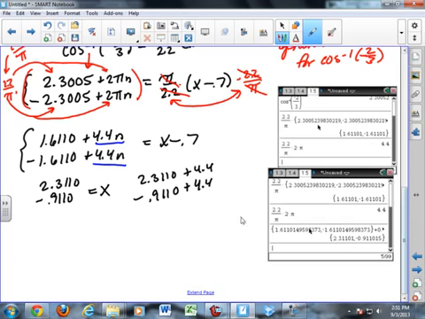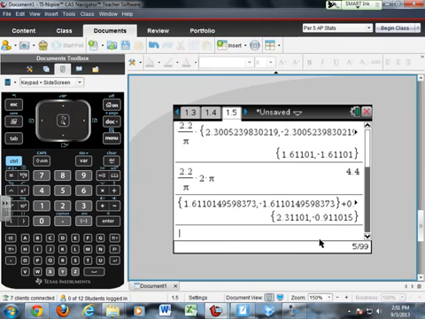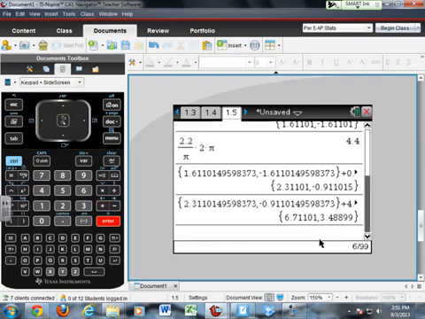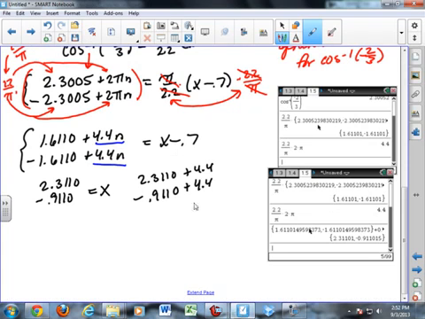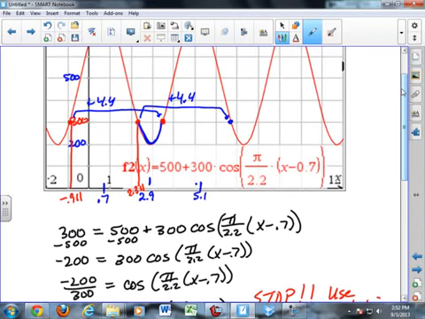So once again, back to the calculator and just add 4.4 to both of those numbers. So go up and grab these two numbers plus 4.4. So here's my other numbers, 6.7 and 3.48. So 6.71, 3.49.